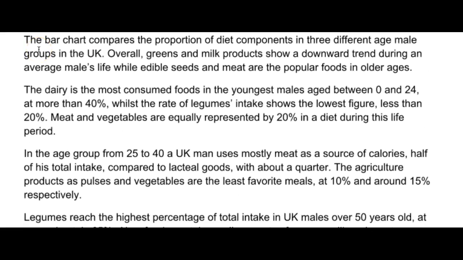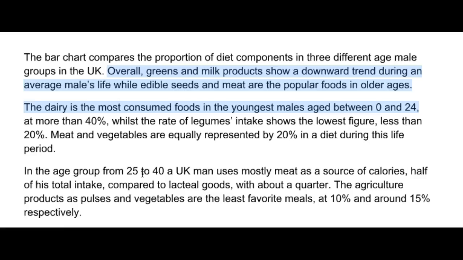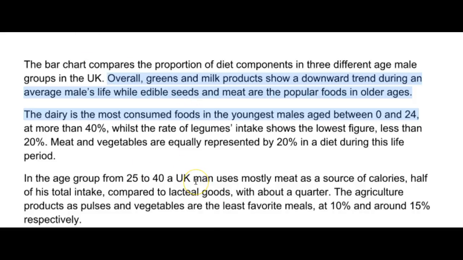The bar chart compares the proportion of diet components in three different aged male groups in the UK. So once again, Faud, you need to look at the sentence guide, okay? Because there's an academic course there which I'd like you to watch, and it says that this overall sentence should go at the end of your report, and that will help you with the structure, okay? So let's see, the bar chart compares the proportion of diet components in three different age male groups in the UK. Full stop, that's enough.